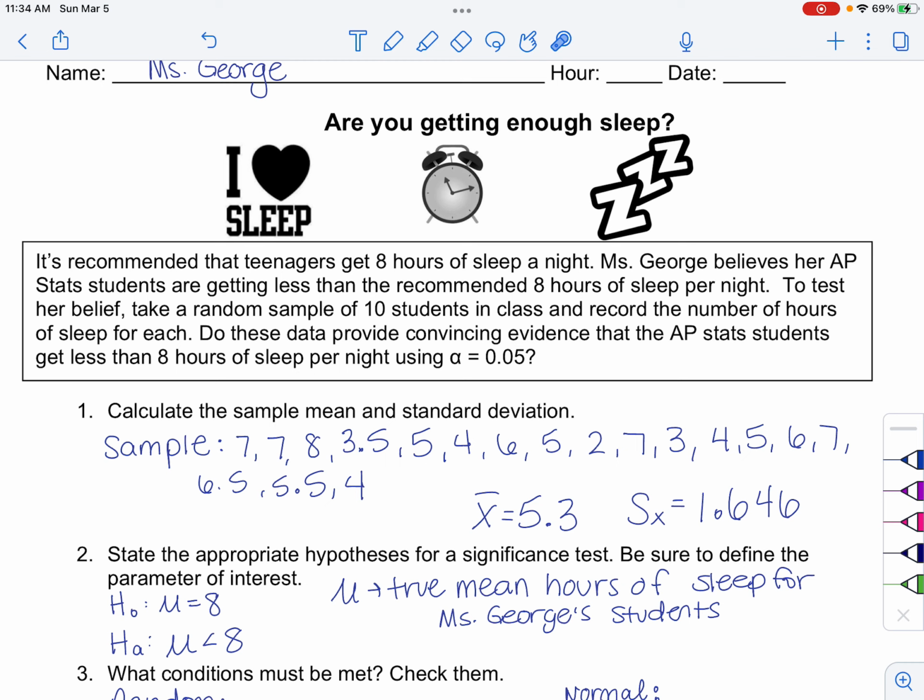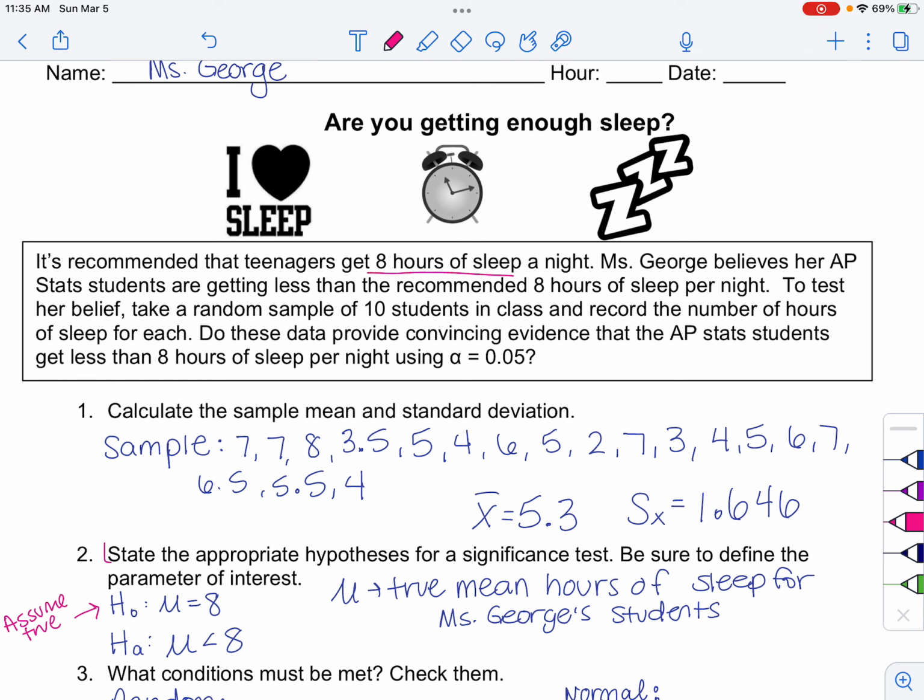Remember that your null hypothesis is the claim that we are assuming is true. Because it says that it is recommended that teenagers get 8 hours of sleep, that is what we are going to assume is true. It does not mean that we think it's true. More often it is what we're trying to prove wrong, but it's what we are going to assume is true in order to do our hypothesis test.